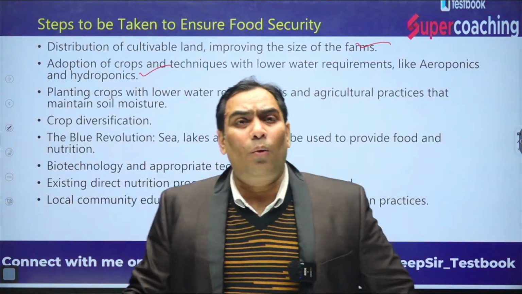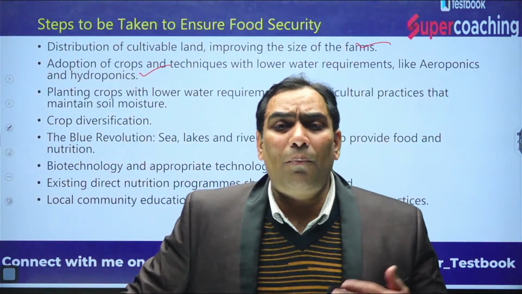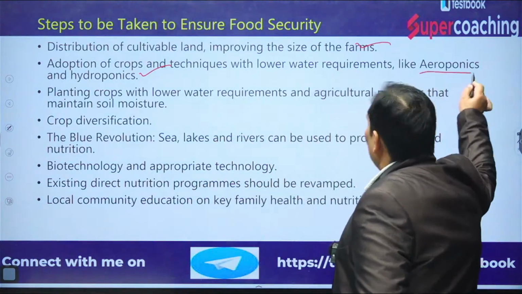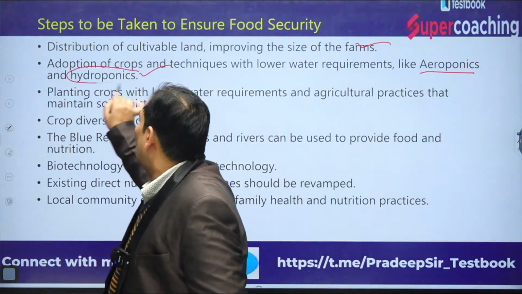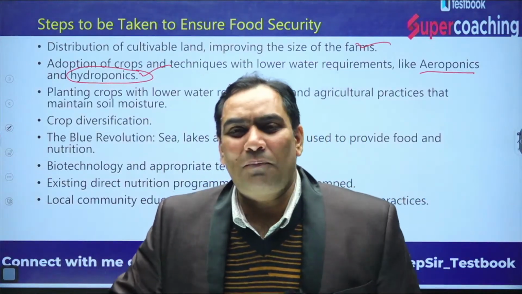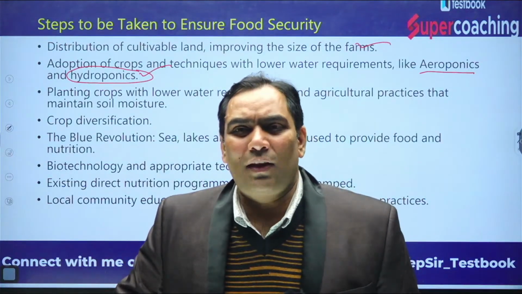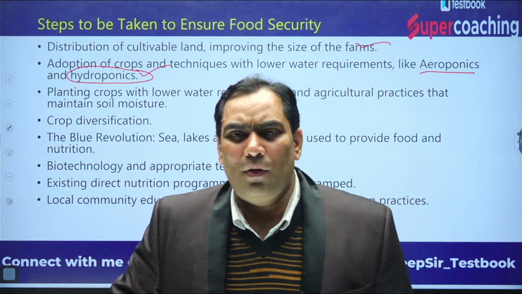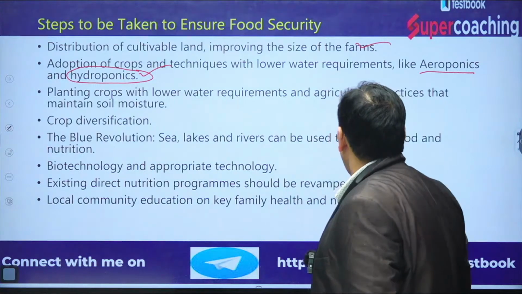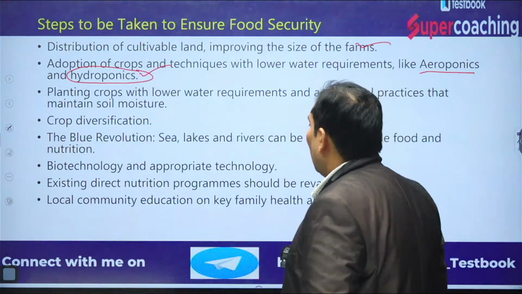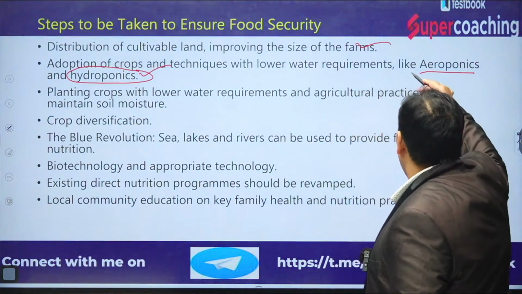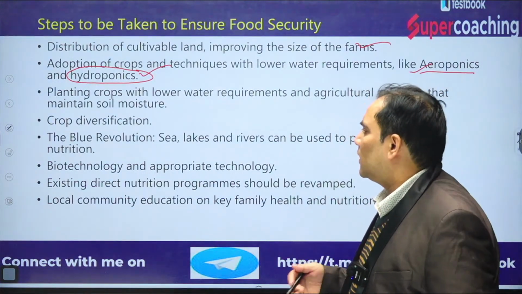That means we can adopt those types of crops which have lower water requirement, like we can go for aeroponics and hydroponics. These are types of agriculture where there is no need of soil in order to produce. So there are some techniques, and we cannot discuss these techniques here, but we can name them in the steps to be taken.